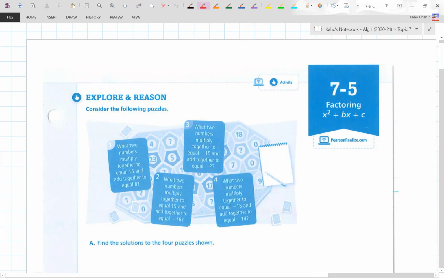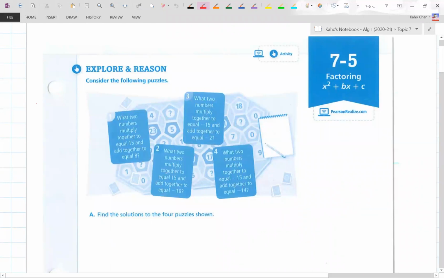We have in front of us 4 puzzles shown here, and they're asking us to find solutions to those 4 puzzles. Now look at number 1, 2, 3, and 4. Number 1 says, what 2 numbers multiplied together equal 15 and add together to equal 8? Number 2, what 2 numbers multiplied together equal 15, add together give you negative 16? Number 3, what numbers multiplied together give you negative 15, add together equal negative 2? And number 4, what 2 numbers multiplied together give you negative 15 and add together to equal negative 14?